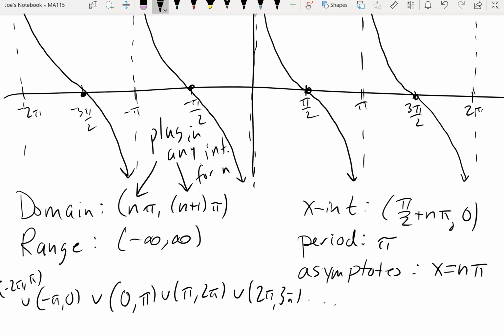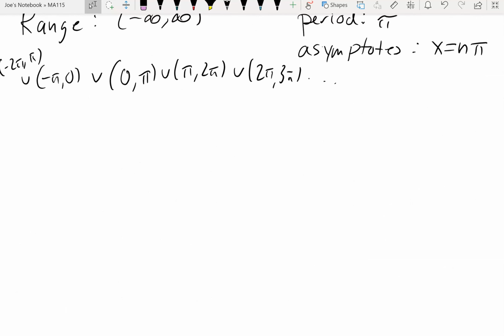All right, so let's talk about the other two. It's stuff that's on Hawks, yeah. Yep. All right, so let's talk about the other two that we haven't done yet. Let's do secant. In terms of sines and cosines, what's secant? 1 over cosine. Okay, good.